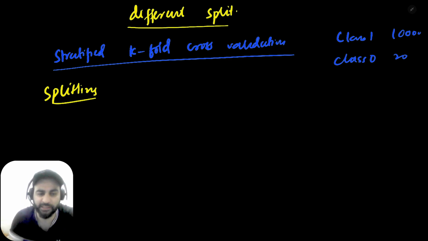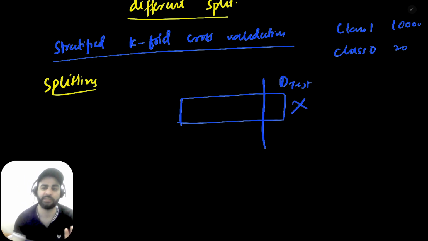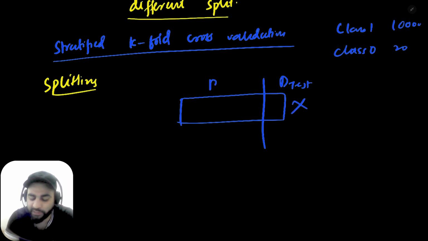So how do we split this? Again, the same thing. The data set is divided into k subsets. The first thing is, this is normal everywhere. The test set we will keep separately. We don't even talk about this, because that's the unseen data for us. The train set we will split into k folds.